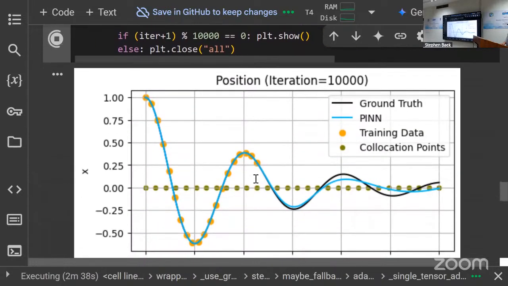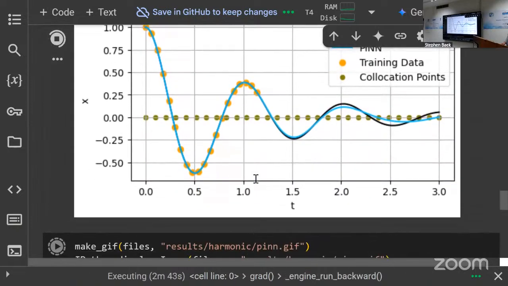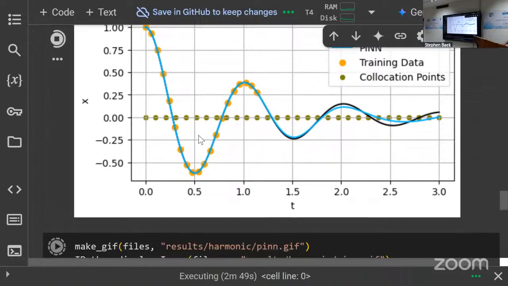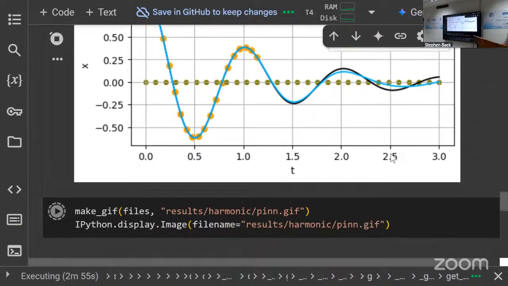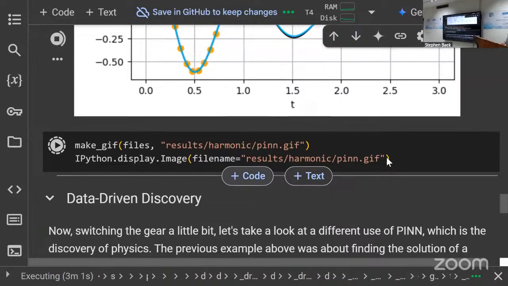And then, we saw that, from that formulation, we could train a model like this. And even with a small number of training data, with the help of collocation points and the physics informed loss term, we were able to construct a reasonably accurate model.